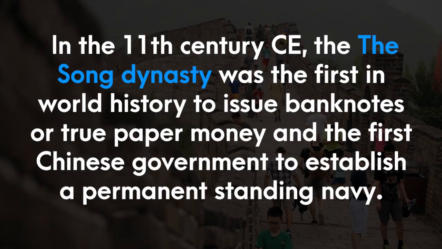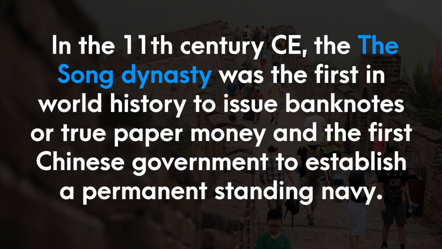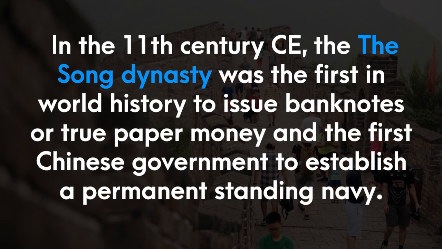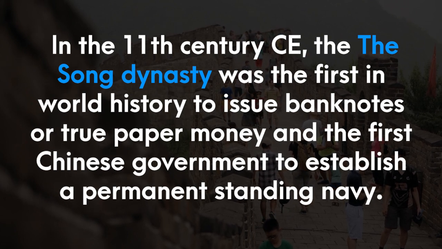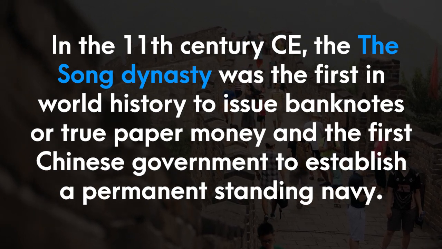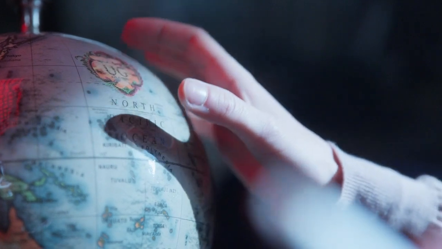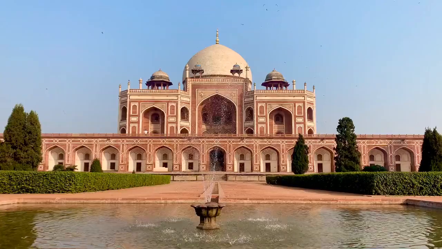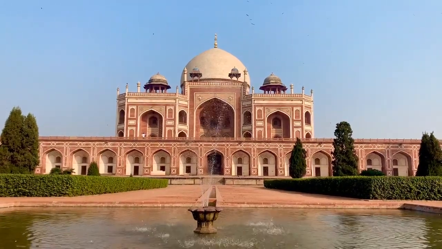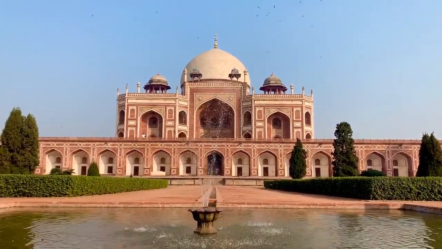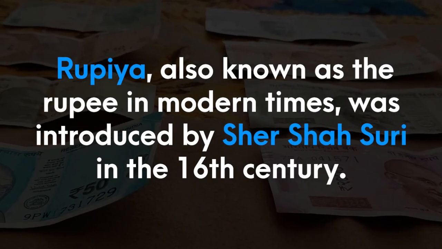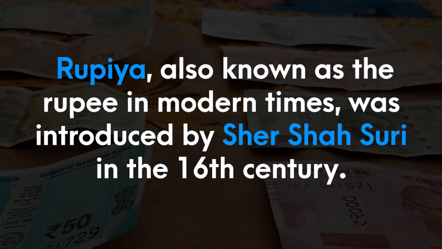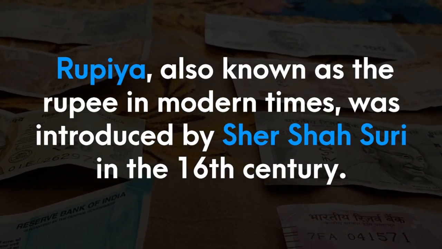In the 11th century CE, the Song dynasty was the first in world history to issue banknotes or true paper money, and the first Chinese government to establish a permanent standing navy. Representative money continued to appear in several regions of the world after its introduction in China. Imperial currencies may be seen on the Indian subcontinent as early as the 14th century. Rupiah, also known as the rupee in modern times, was introduced by Sher Shah Suri in the 16th century.